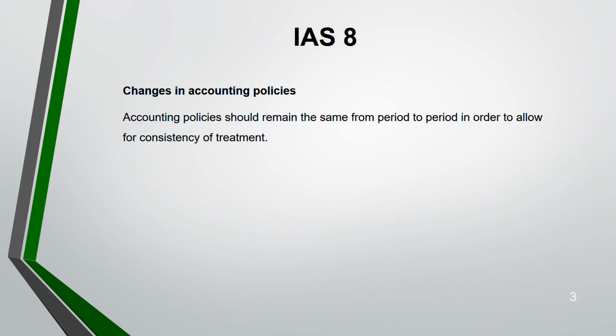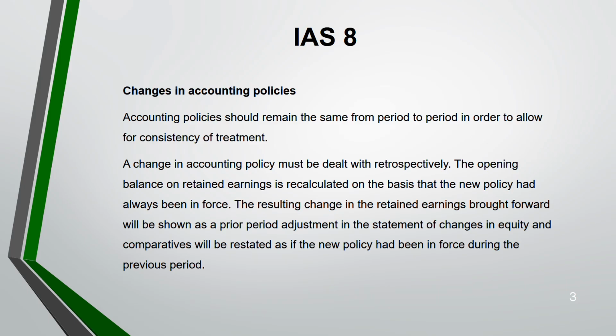Now, when we change the accounting policy, we have to deal with it according to IAS 8. Accounting policies usually should remain the same from period to period, so that there is a consistent treatment and it is easier to compare. But sometimes there should be a change in accounting policy when the change gives more relevant and reliable information. For example, under IAS 16 you now want to change from the cost to the fair value model. That's a change in accounting policy.